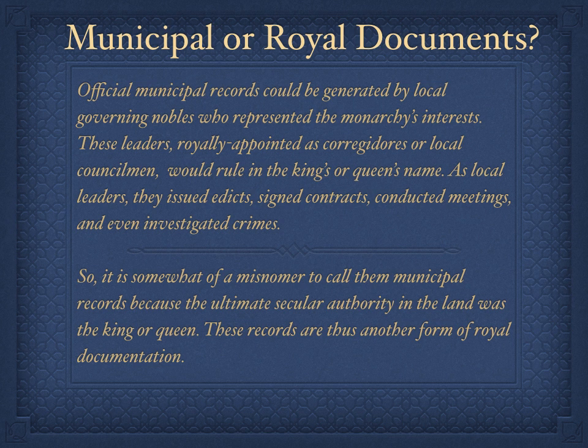So it's somewhat of a misnomer almost to describe them as municipal records, because the ultimate secular authority in the land was the king or queen. So these records are thus another form of royal documentation. Now, we often call them municipal records because they're located in municipalities, whether that's in the Ayuntamiento de Plasencia or the Ayuntamiento de Ciudad Rodrigo, in their archival section. But they are actually documents often being generated by royally appointed officials during the 1400s.